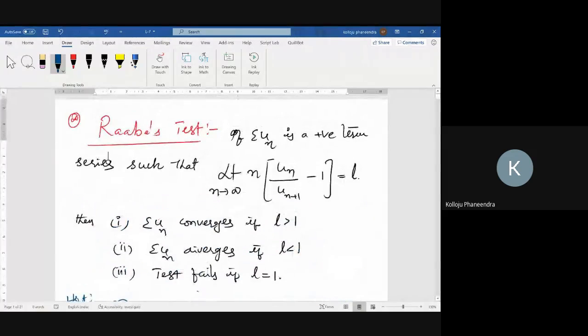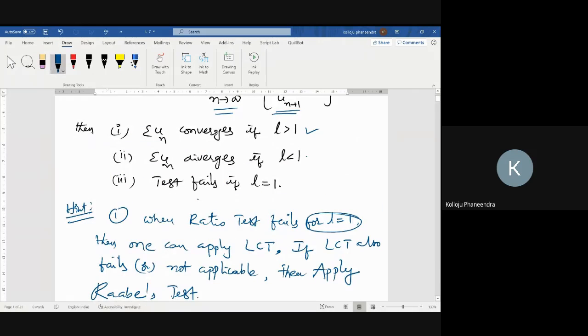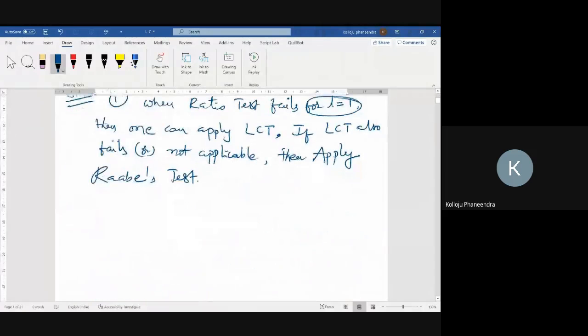This is the Raabe's test statement. What is that? In the ratio test, just find un by un plus 1. If that fails, the limit value is 1. If it fails, then subtract 1 from this ratio, multiply it by n and take n tends to infinity. Okay. And the same rules: L greater than 1 converges, L less than 1 diverges, and the test fails when L equal to 1. And one more is the logarithmic test.